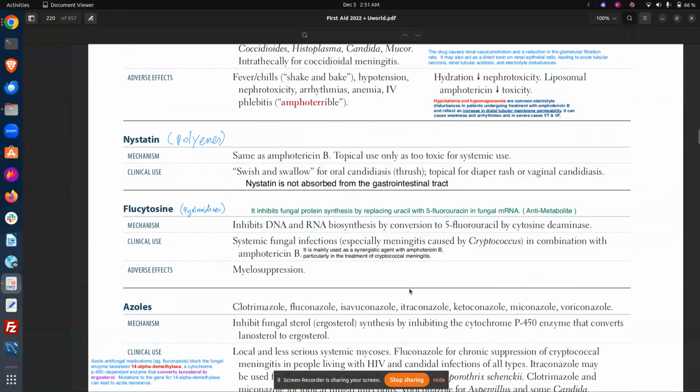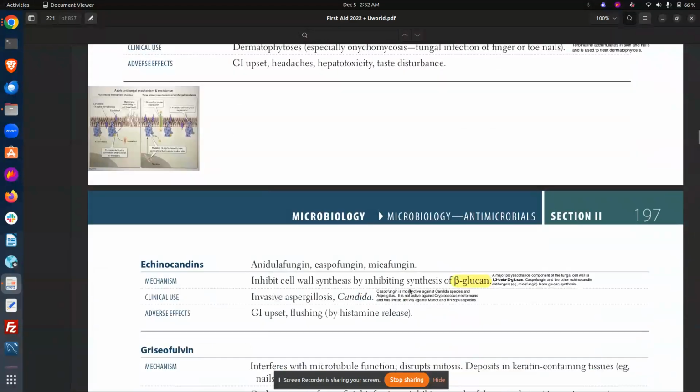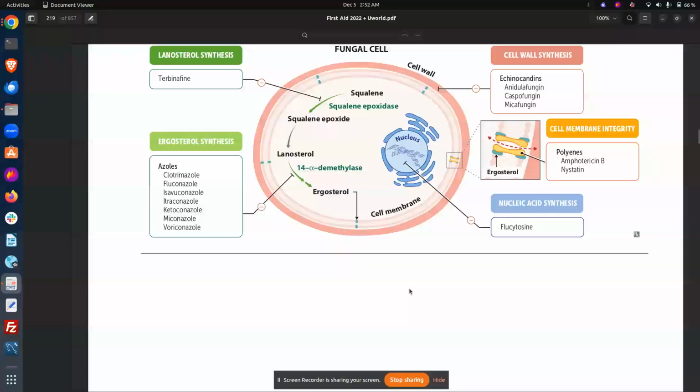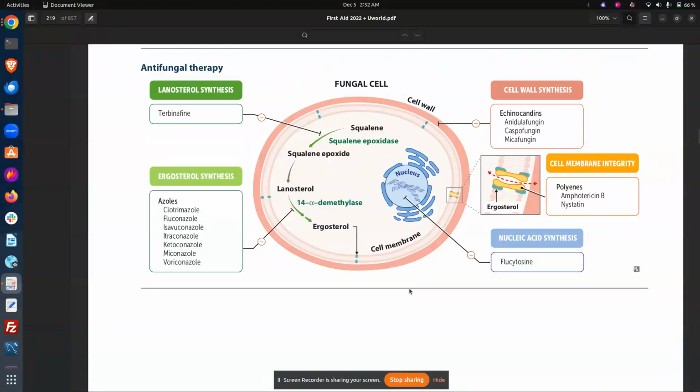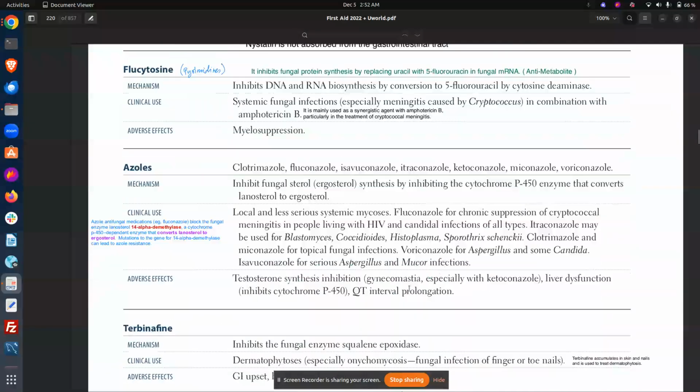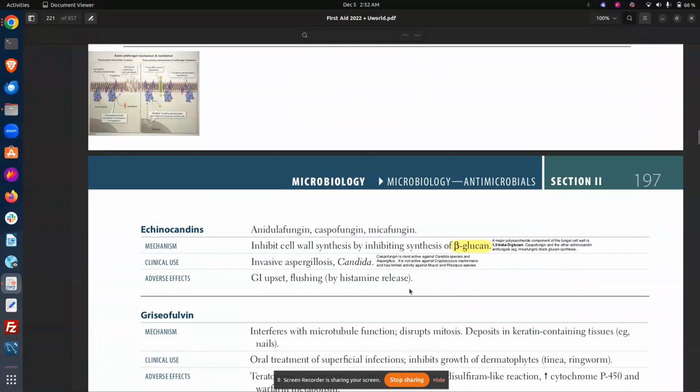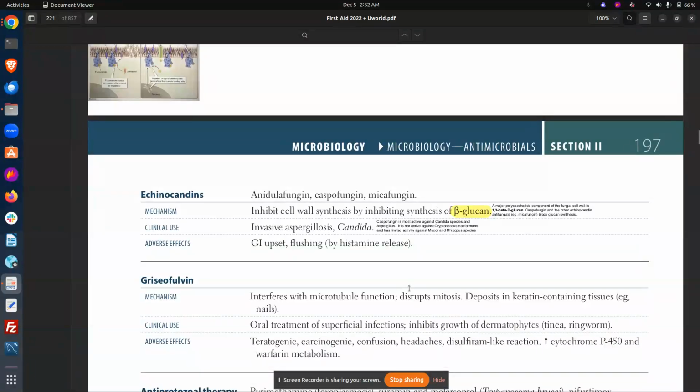Now we'll talk about antifungals that inhibit synthesis of the fungal cell wall. These are echinocandins. They're not very high yield, but still we have to cover them. Echinocandins are caspofungin, micafungin, and anidulafungin. They inhibit cell wall synthesis by inhibiting the synthesis of beta glucan. What are the clinical uses? We are using them for invasive aspergillosis and candida. Adverse effects are GI upset and flushing caused by histamine release.